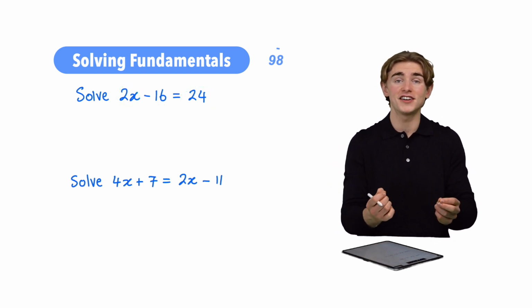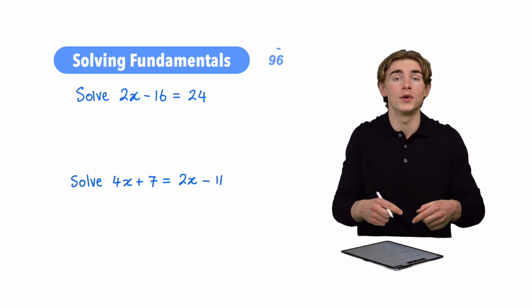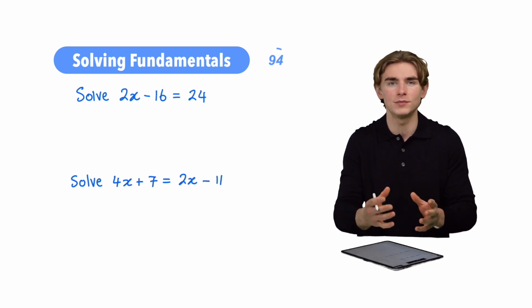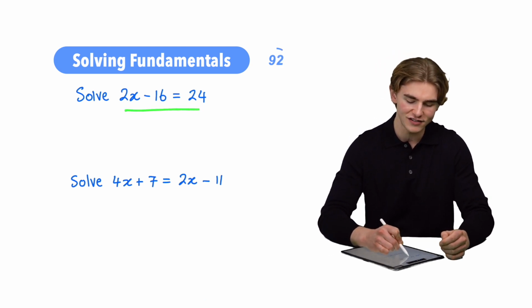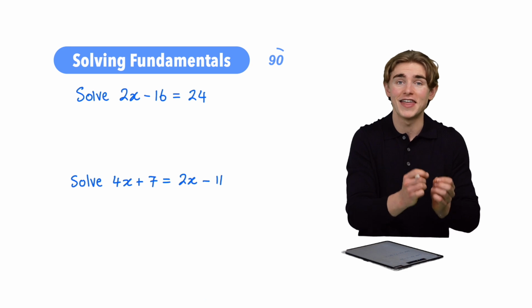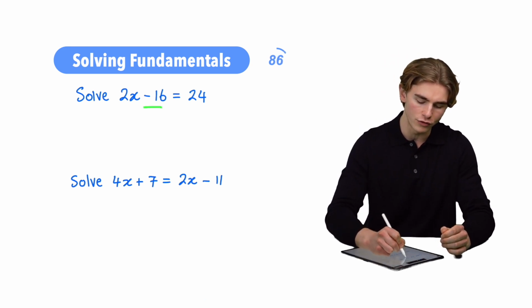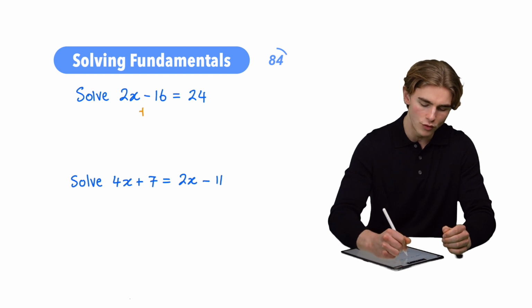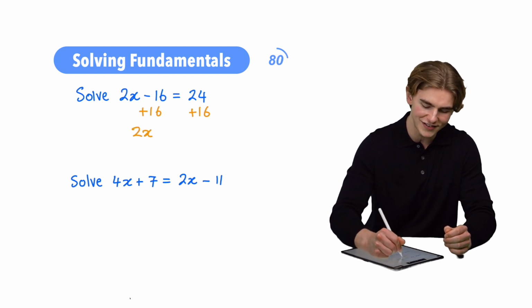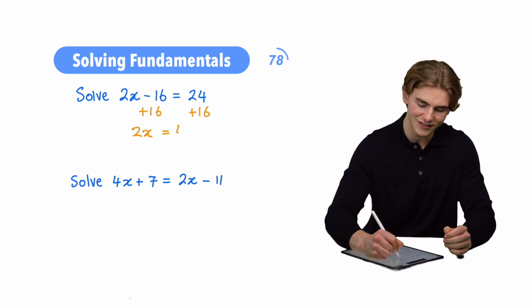Now, the method is going to be exactly the same as when we rearrange to make x the subject. What we're going to have to do is rearrange this equation to make x the subject. That's going to give us x equals some number. So what are we going to do? First off, we're going to plus 16 to both sides, moving that minus 16 over to the other side. We're going to get 2x equals 24 plus 16. That's going to be 40.